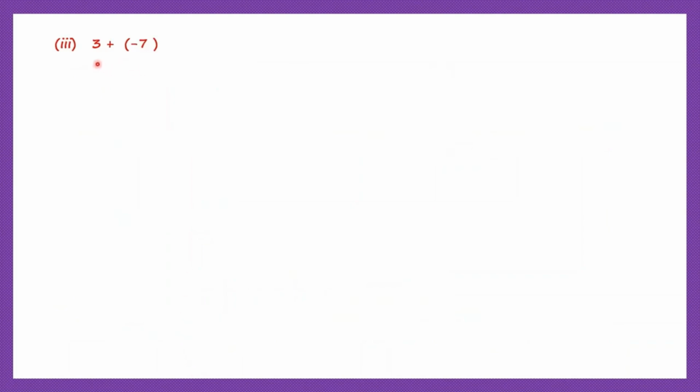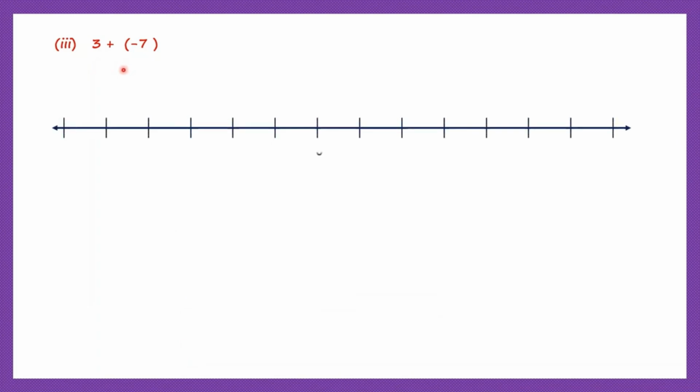Question 3. 3 plus minus 7. So the number line, and then we have 0. So let's write all the other numbers. So we have positive numbers and negative numbers. Let's go to the question. So the first number is 3. 3 or plus 3 is the same. So we are starting from 0 and we're going to go up to plus 3. So we've got that. So this is plus 3.